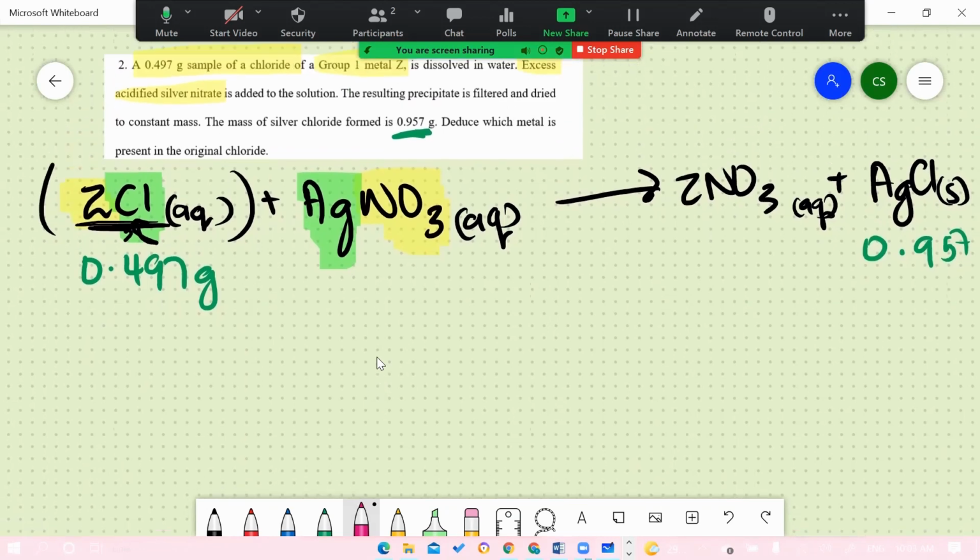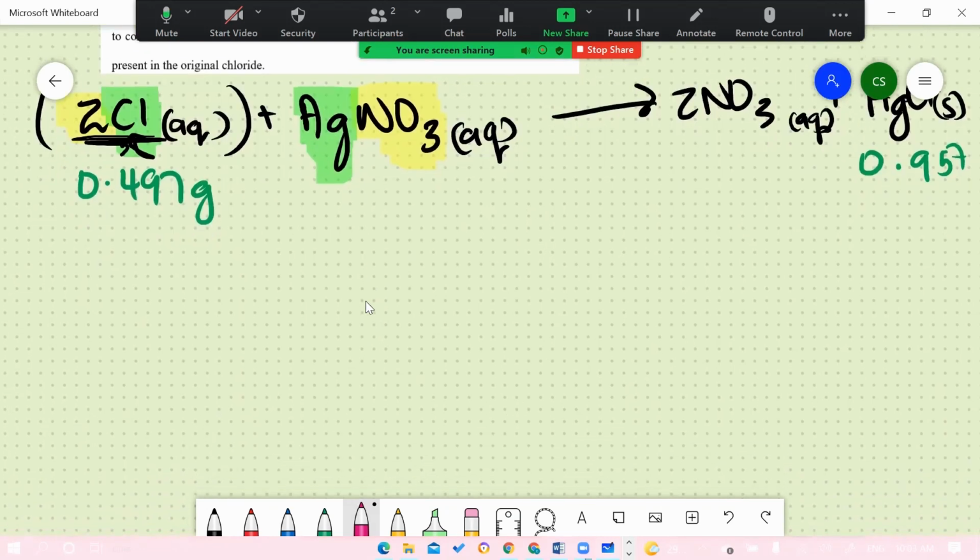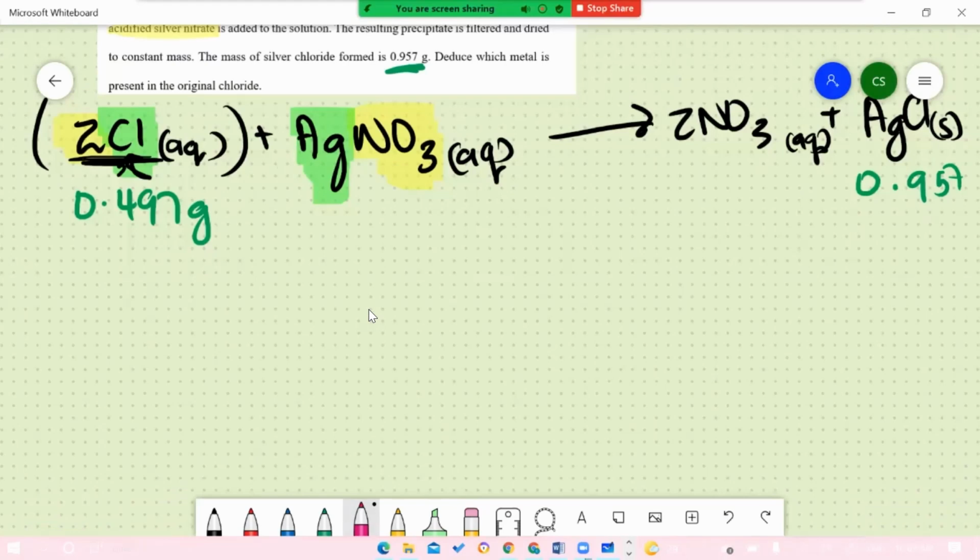All right, so we have everything we need to know from the equation, the question written out already, right? That's true. Now we need to find out the number of moles of AgCl in 0.957 grams, right?